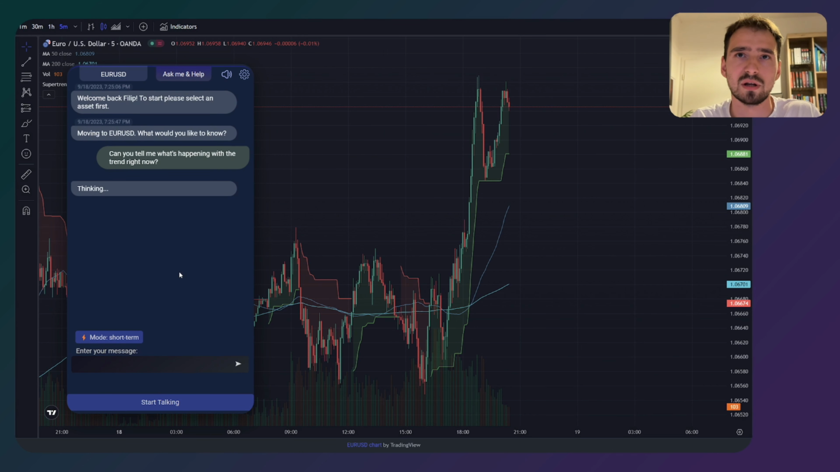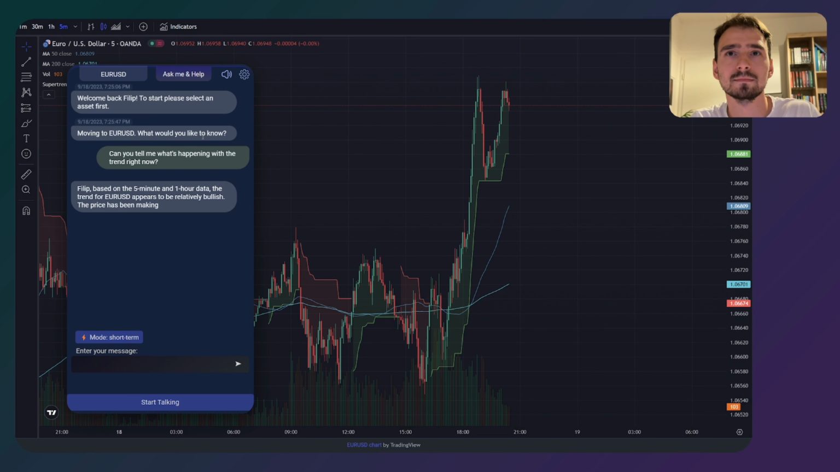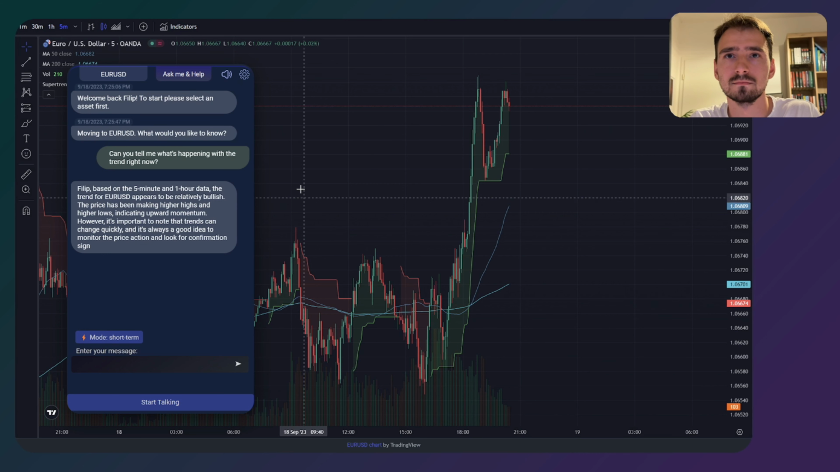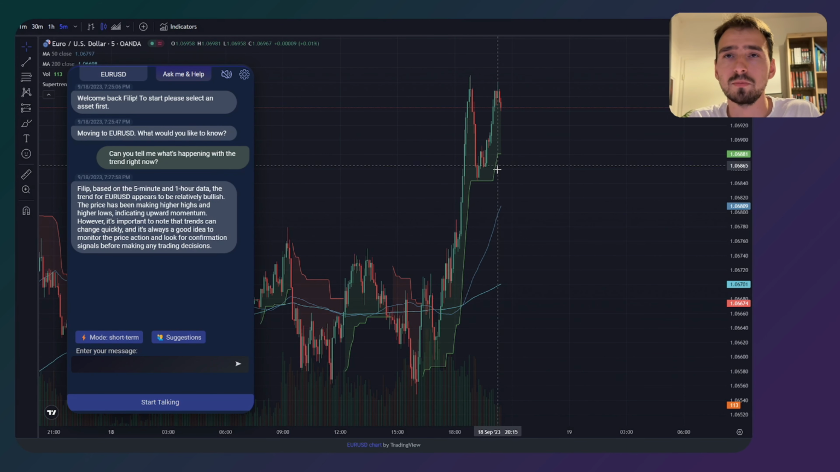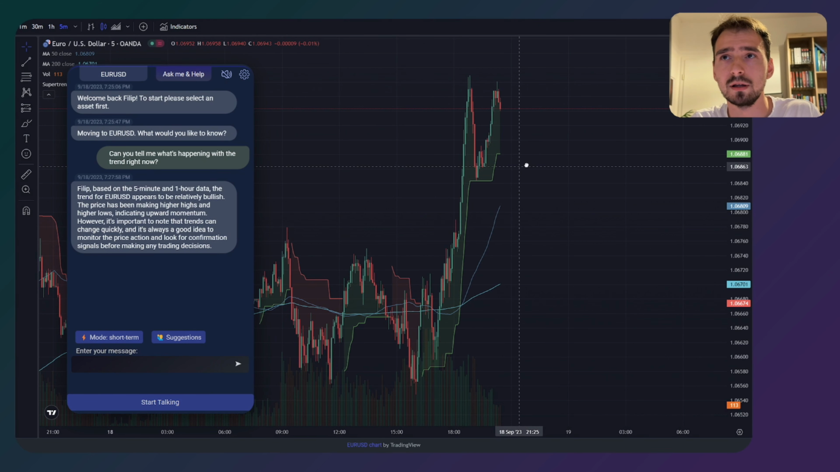The message is transcribed to the chat, and it will be received shortly. Based on the 5-minute and 1-hour data, the trend for EUR/USD appears to be relatively bullish. The price has been making higher highs and higher lows, indicating upward momentum. Every time you're done with the voice message, or you want to pause it, you can use this button over here to silence it. As you can see, it analyzed the market, and obviously it's in a bullish move right now, but there's probably some pattern going on which we could then dive into a little bit later.